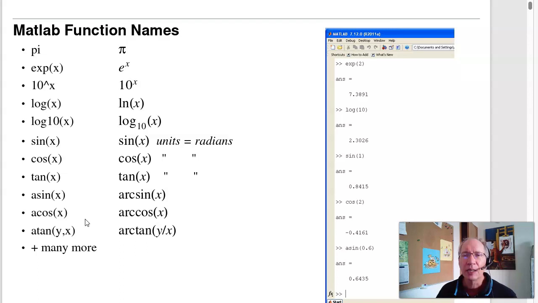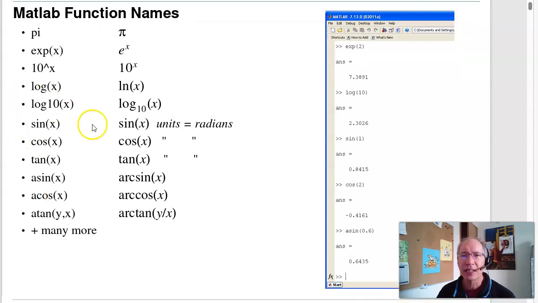There are names of operations in MATLAB. For example, pi is spelled pi. E to the x uses the syntax exp of x. Again, MATLAB doesn't really do exponentials terribly well, so it uses exp to mean e. If I want to do 10 to the x, that'd be 10 caret x. Log of x is spelled log. Log base e is spelled log in MATLAB. Log base 10 is log10.